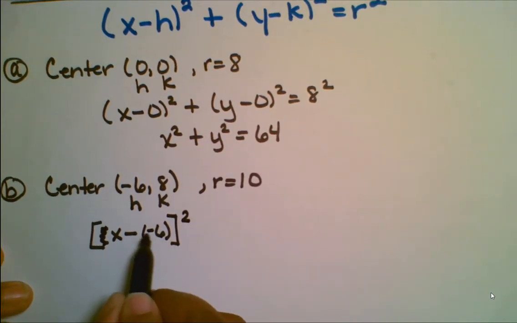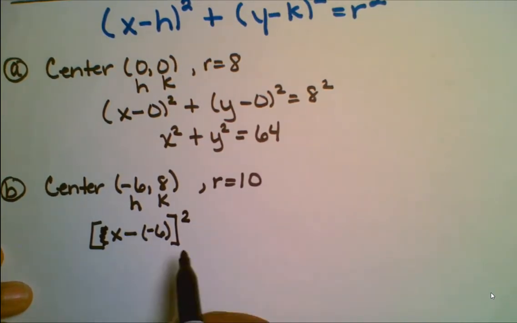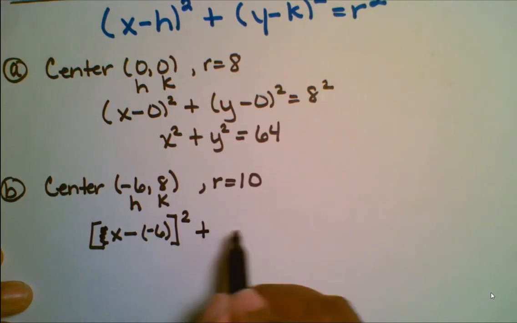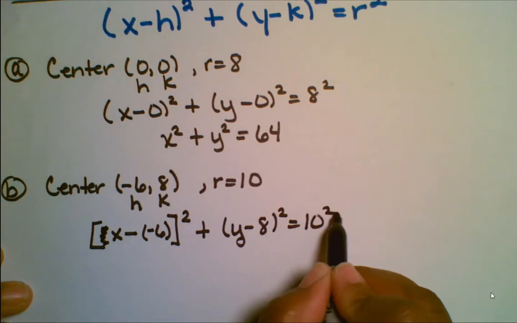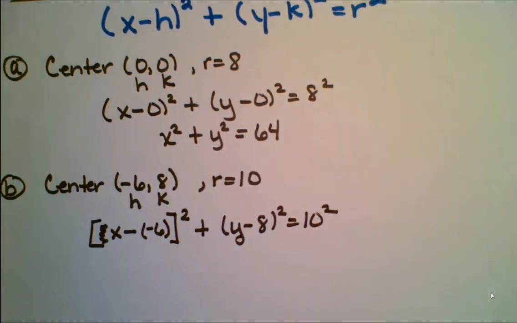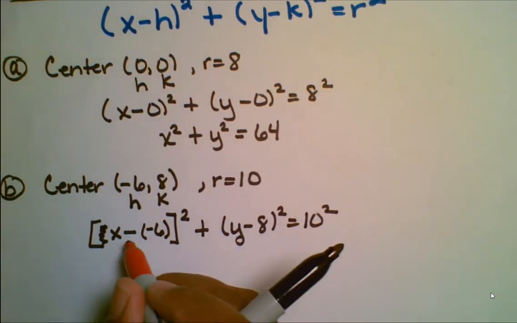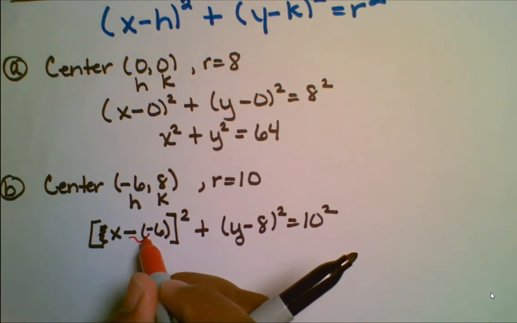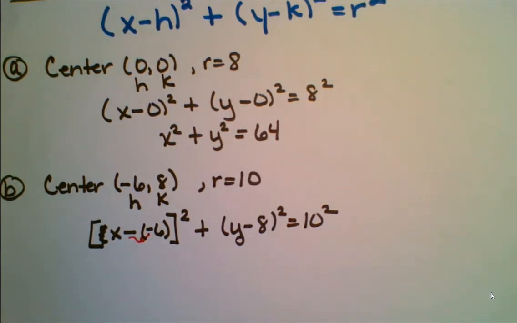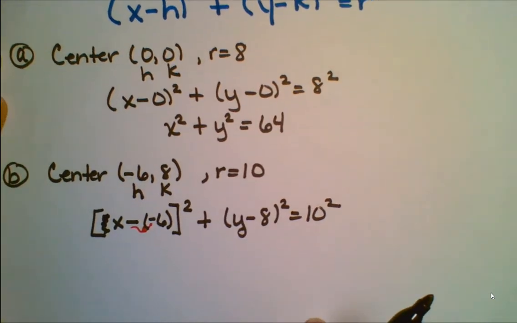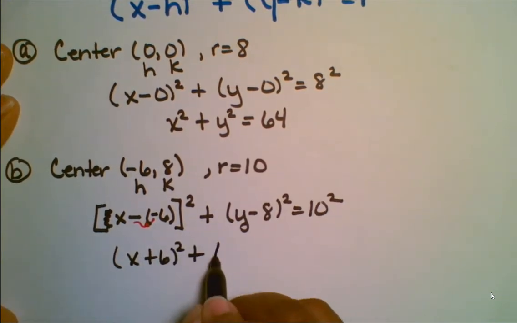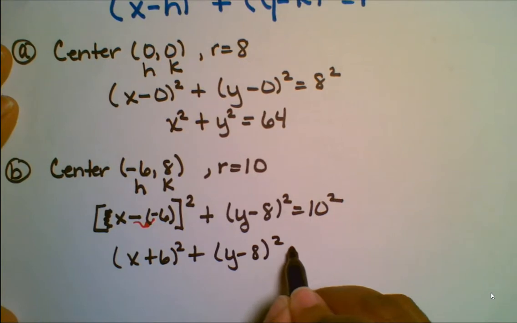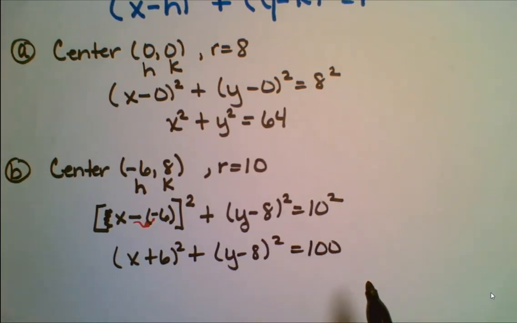And we know that this is going to give us a positive, a minus and a negative. Then we have plus y minus 8 squared is equal to 10 squared. So make sure you add this minus and negative, bring those together to make a positive. So we have our equation as x plus 6 squared plus y minus 8 squared is equal to 100.